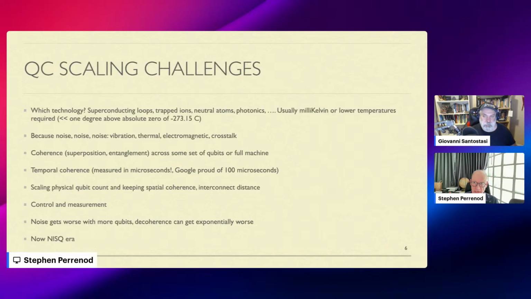So we talked about some of the categories of applications. We're interested in cryptography here. Let's talk a bit about scaling and which technology. Superconducting loops is what Google is using, and IBM and Rigetti and some of the other main ones. But there are other categories. Trapped ions is one. Neutral atoms is another. Photonics. Photonics is interesting because all of these others typically require very, very cold systems just above absolute zero. But photonics you can do at room temperature, whereas they have to get down to millikelvin, so less than 1/1000th of a degree above absolute zero.